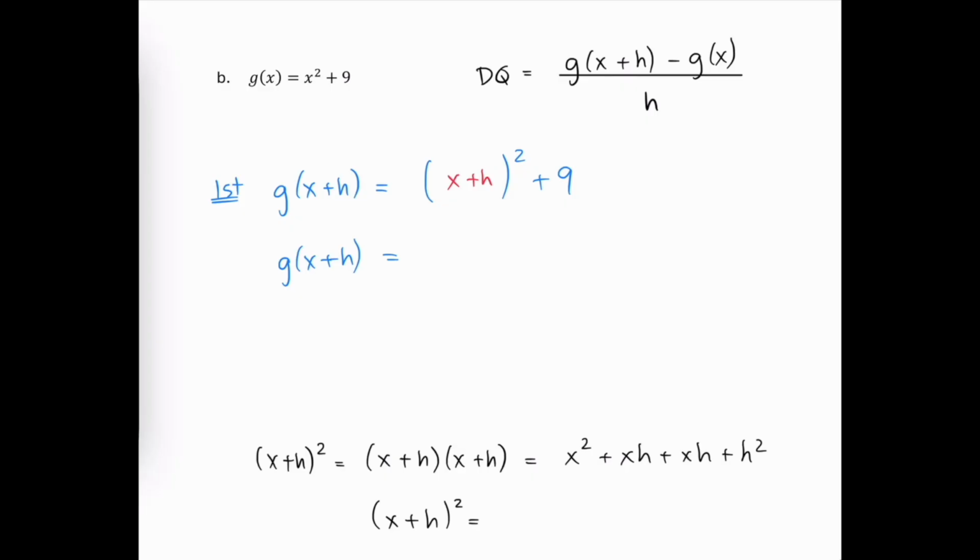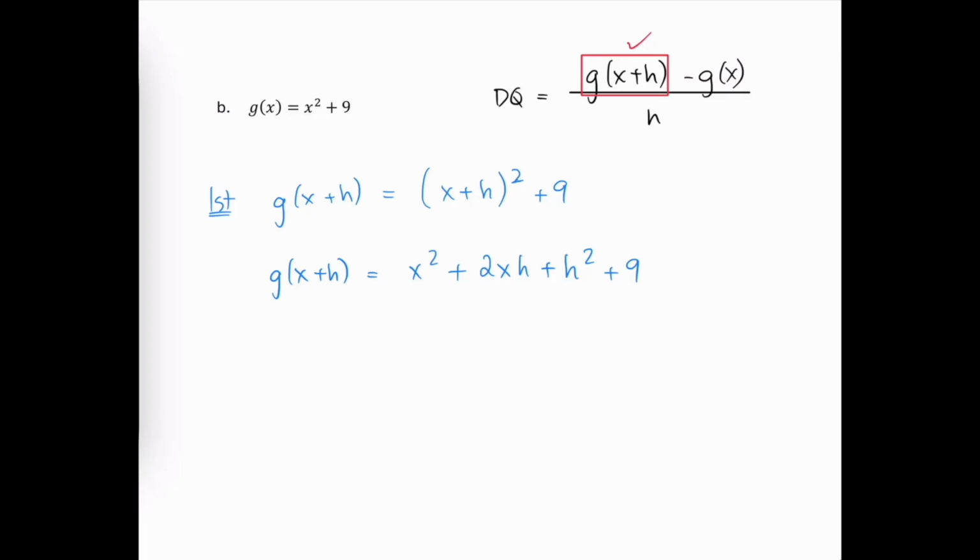So when we square a binomial, what we get is square the first, twice the product, and then square the second. So that's what we have here, square the first plus twice the product plus square the second, and then we still have our plus 9. So now that we have our g of x plus h, it's time to put that into the difference quotient calculation. So g at x plus h is this quantity. So we start by putting x squared plus 2xh plus h squared plus 9 into the g of x plus h position of the difference quotient.